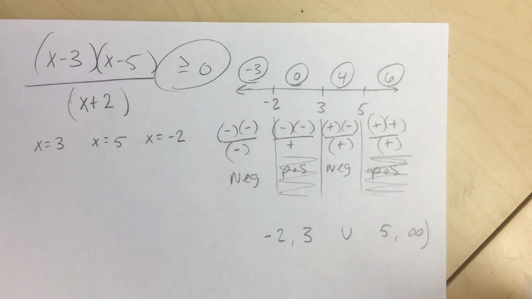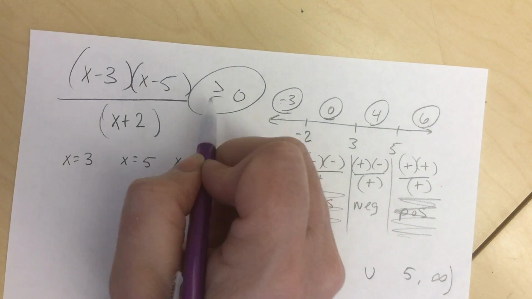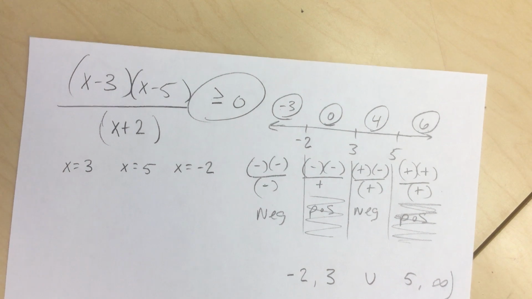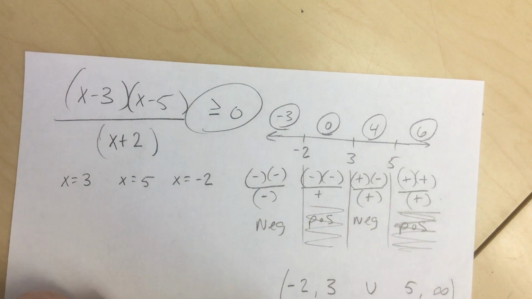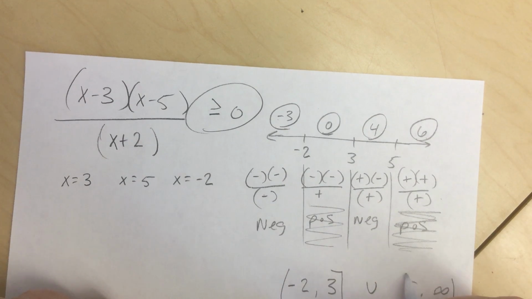I always put a parentheses there. Am I going to have a bracket or a parentheses on these numbers? Bracket. Except on what number? Infinity. And also -2. I'm going to put a parentheses on the -2 and a bracket on the 3 and 5.